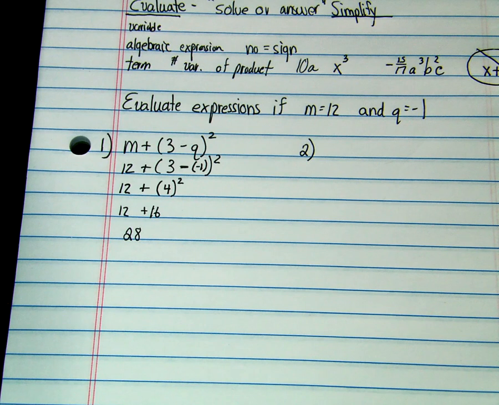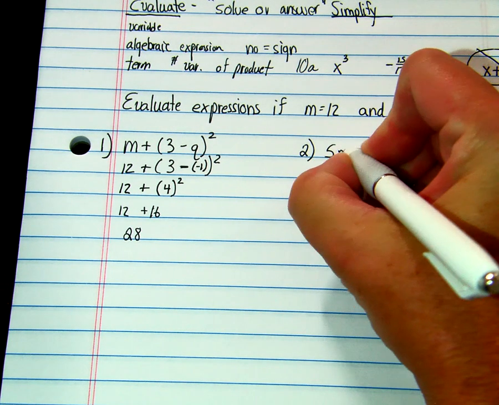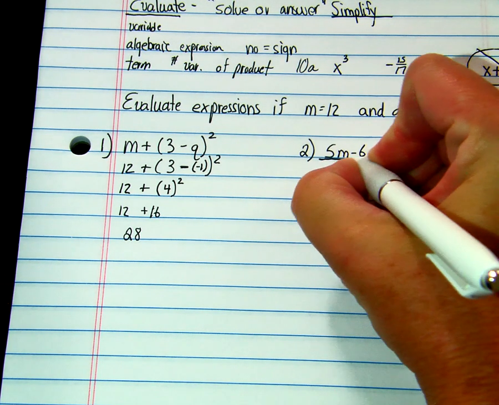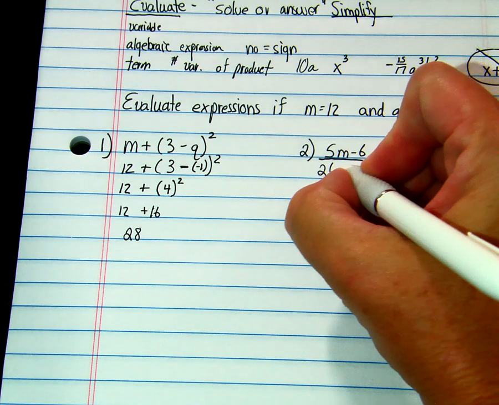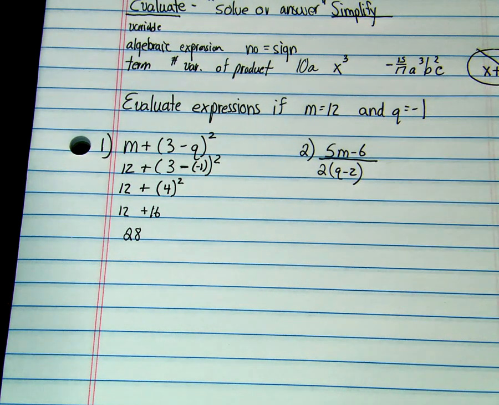All right, slightly more complicated. Let's try one that has a division element to it, a quotient here. 5m minus 6 over 2 times parentheses q minus 2. First step, replace.